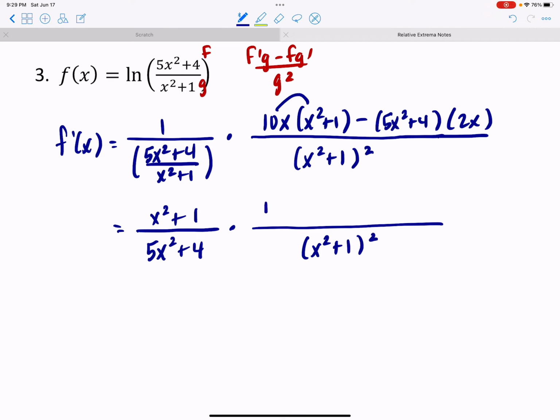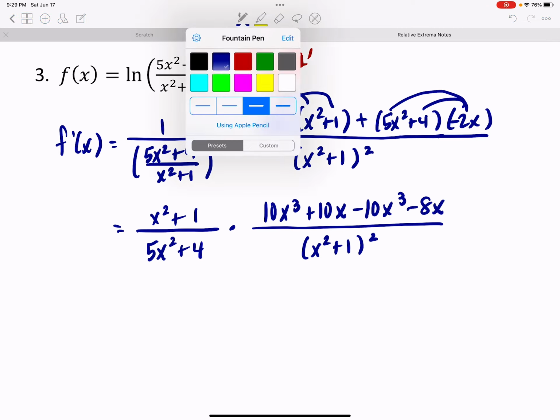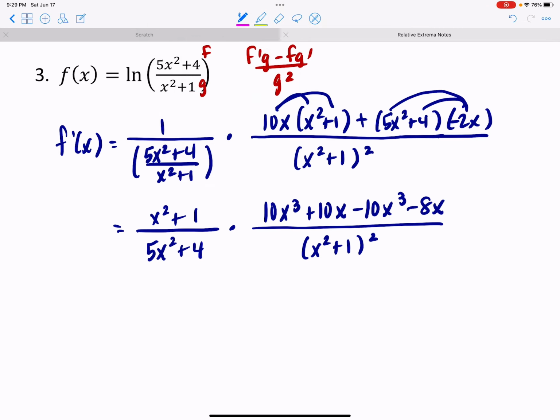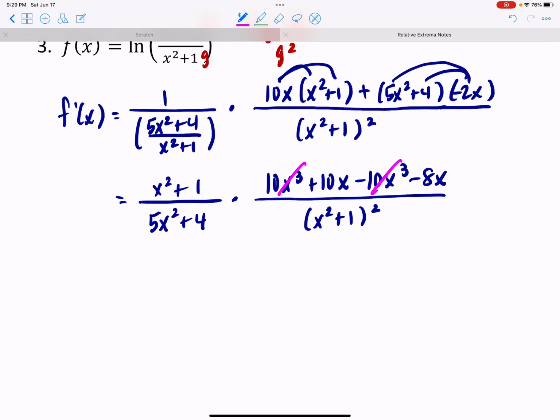So that's going to be a 10x cubed, and then I'm going to have a plus 10x, and then I'm going to just move this minus over here, so that's going to be a negative 10x cubed, and then a negative 8x. Okay, so we can simplify, we can do some reducing here. Let's see, 10x cubed and negative 10x cubed, those are going to cancel. I also have an x squared plus 1 here, so I can get rid of one of these, and I'll still have 1 left.